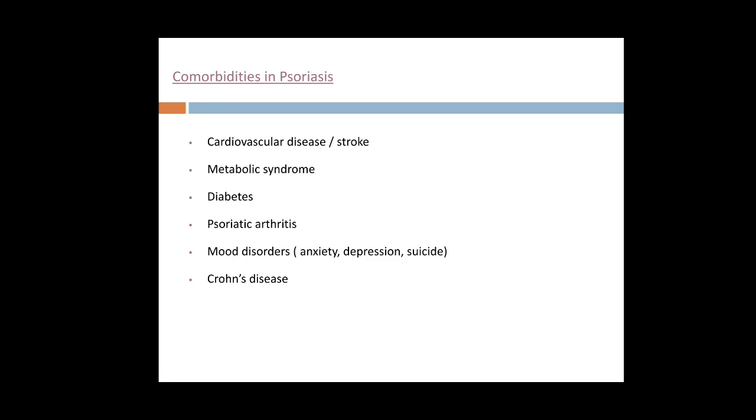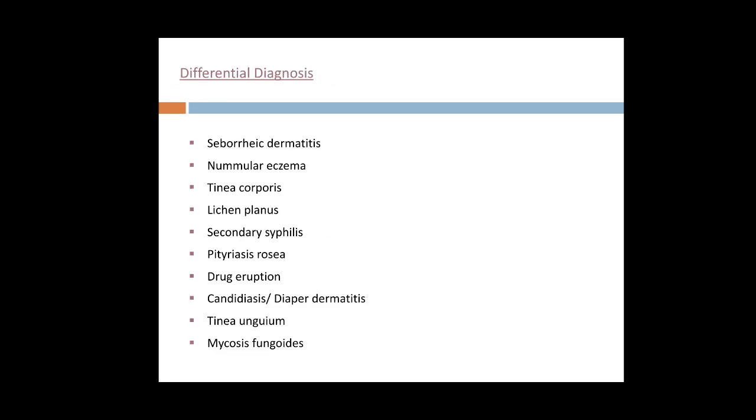These are the comorbidities associated with psoriasis, and when they are present, the condition will be severe and recalcitrant to treatment. The differential diagnosis which we have to keep in mind when diagnosing a case of psoriasis, like I said, is seborrheic dermatitis. It should be kept in mind when we are diagnosing scalp psoriasis.